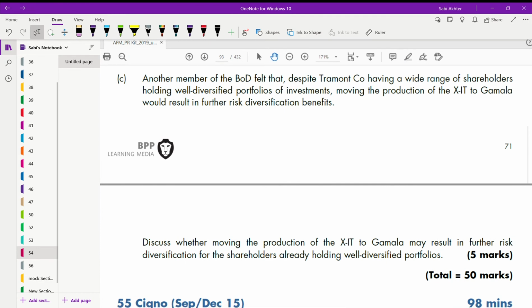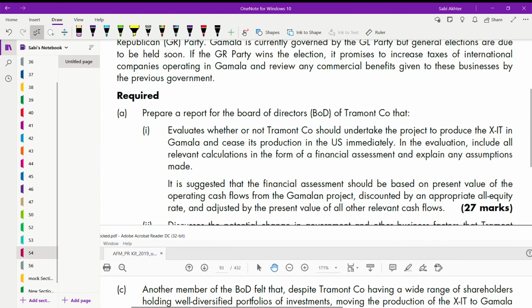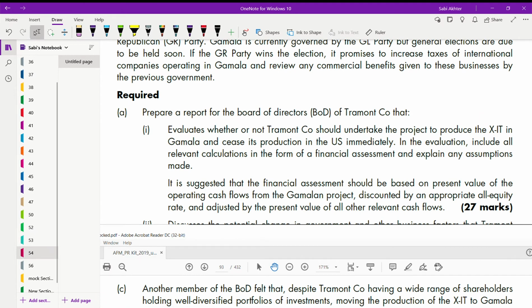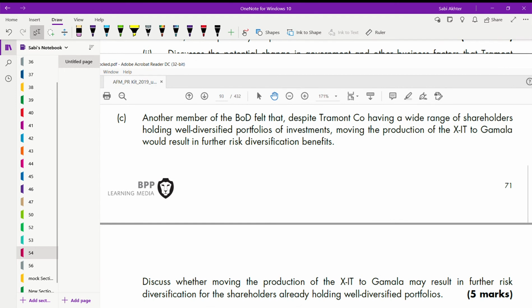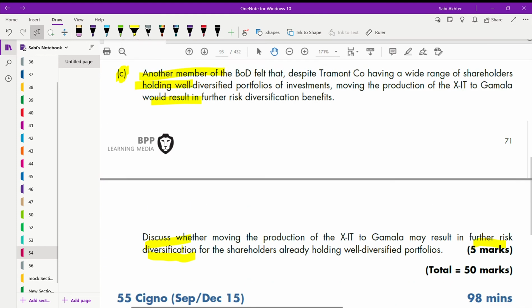Right? Another key theory question which is asked here is in part C. Let me highlight part C. I can actually highlight the whole thing. Why? Learn this. Learn part C, because it talks about risk diversification, right? Whether risk diversification can be achievable by diversifying more for well diversified shareholders.